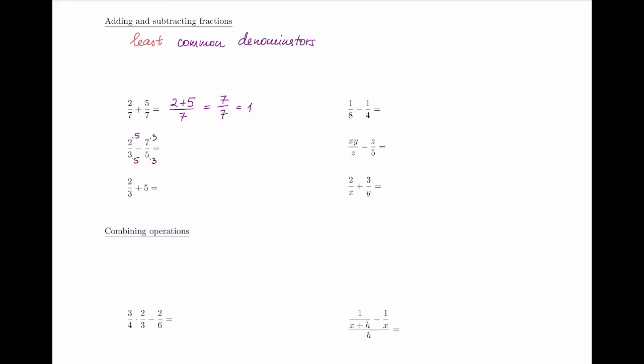So the second fraction needs to be multiplied by 3. So overall, 2 times 5 is 10 over 15, minus 7 times 3 is 21 over 15. And now that I have two fractions with the exact same denominator, I can combine them together. So 10 minus 21 over 15, or minus 11 fifteenths. Okay, so it's key to remember to multiply both top and bottom to gain your common denominators.